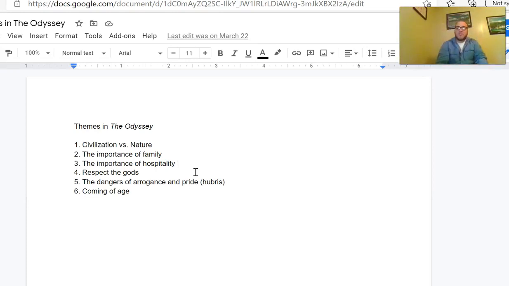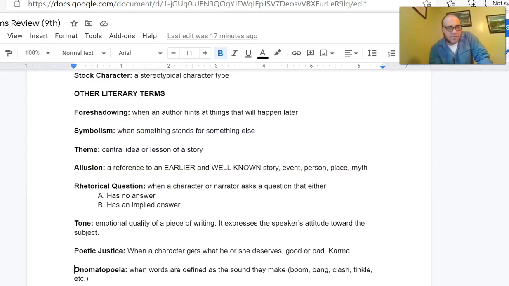So those are the themes that we talked about, and you should be able to identify a location in the story where the theme is prominent and be able to maybe pull a quote and back it up. All right, back to our terms list itself. We were just on theme. Allusion: a reference to an earlier and well-known story, event, person, place, or myth.